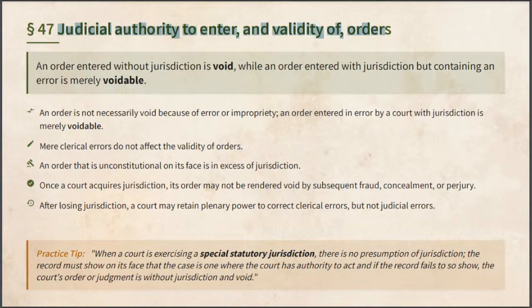The judicial authority to enter and the validity of orders. An order entered without jurisdiction is void, while an order entered with jurisdiction but containing an error is merely voidable. And as we learned before, the difference between void and voidable: void is on its face, basically, not valid. Voidable means that there is a controversy, it's defeasible. We need to find out if it's truly void or not. But when you say it's void, that means it's not valid. Voidable means it may not be valid.